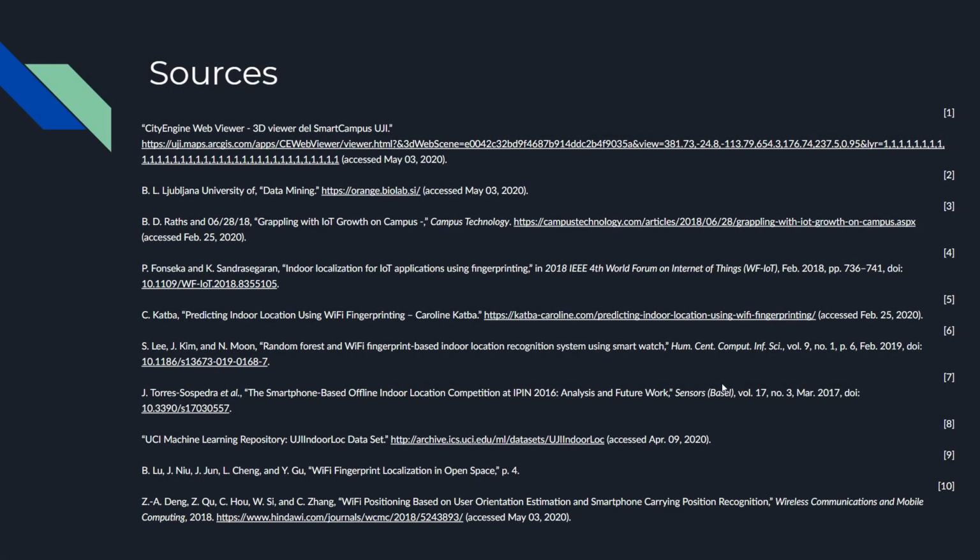So my primary sources involved the dataset from UJI and their own sources showing off their smart campus. Also, the paper by Cataba on predicting indoor location using Wi-Fi fingerprinting was very useful for finding this dataset in the first place and also understanding more of how to use it.